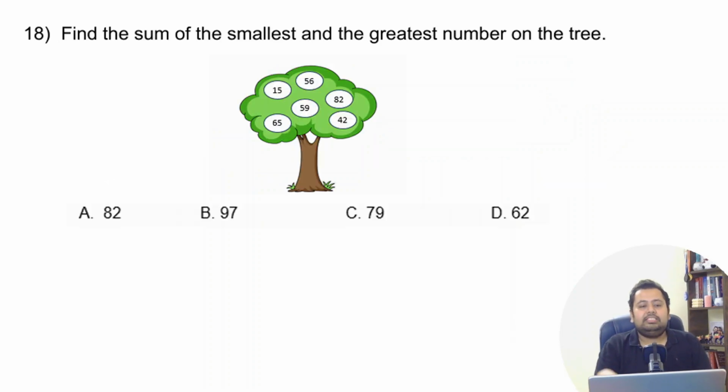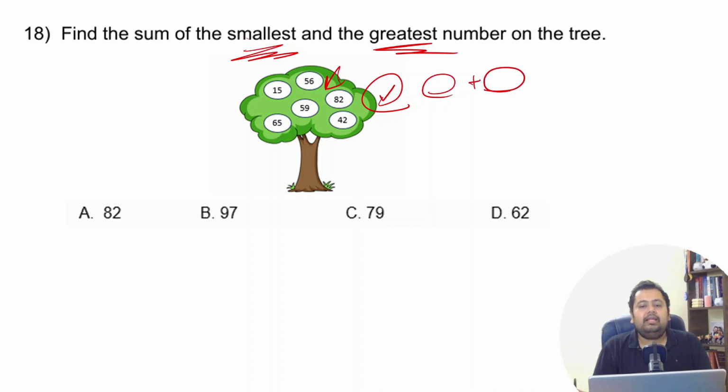Now let's move to question number 18. Find the sum of the smallest and the greatest number on the tree. Now inside the tree you can see a few numbers have been written. You have to first find out what is the smallest number inside the tree given, right? Then you have to find out what is the greatest number, and then you just need to add these two numbers, right? Pause the video, solve it first, and then let's understand the solution.